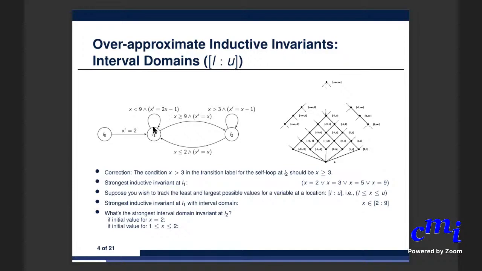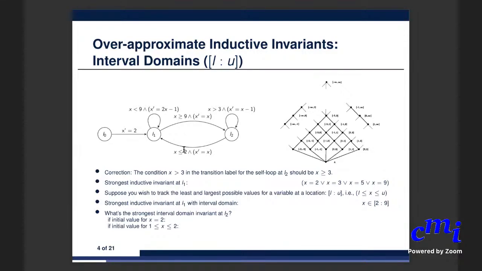It remains 1, okay? So it pretty much gets stuck in the location at 1. So it enters location L2 only if the initial value happens to be 2. Therefore, it is still between 2 and 9, because if the initial value is 1, it doesn't add any value to L2, because it doesn't get there at all. So it is still between 2 and 9.